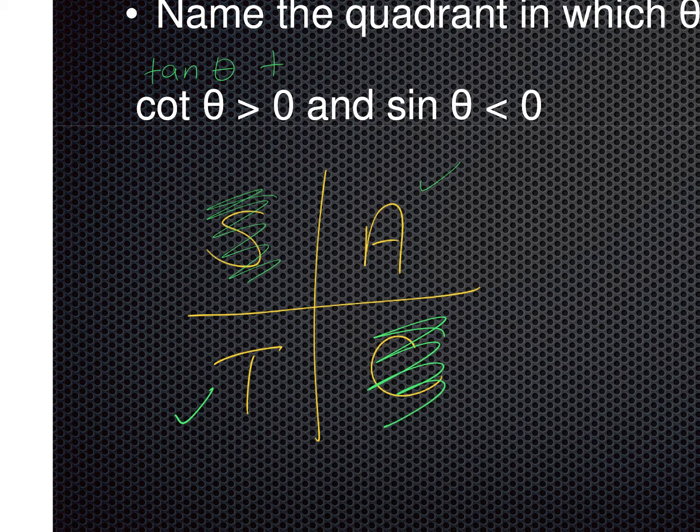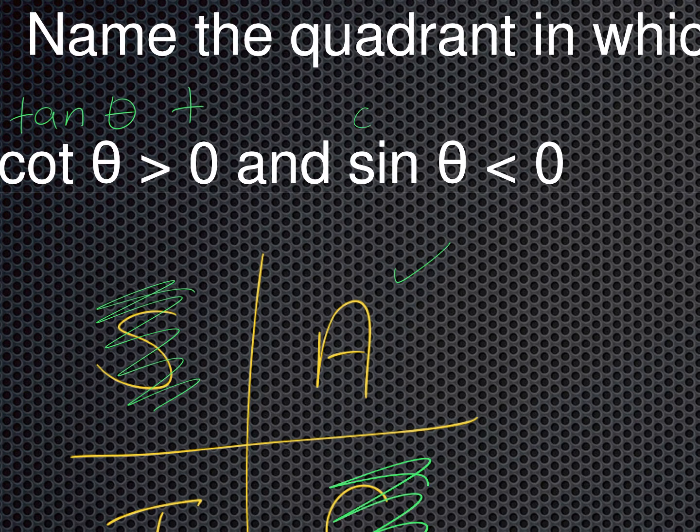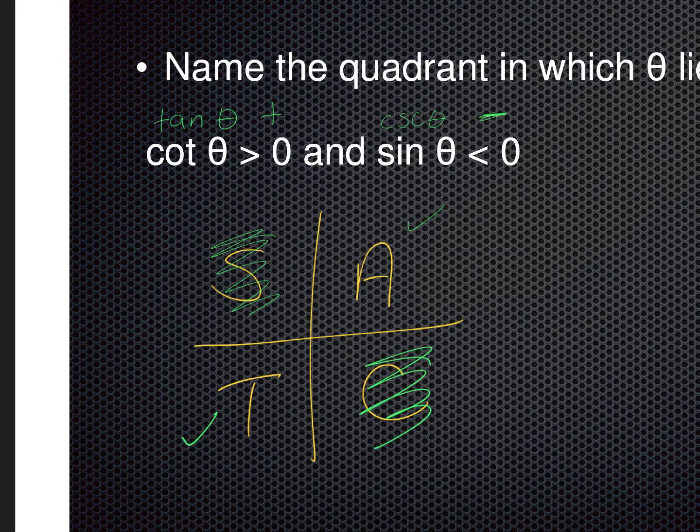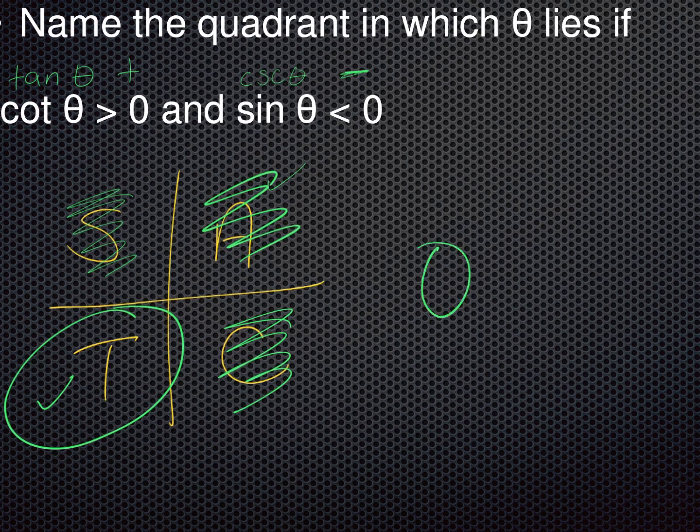Now I look at the second statement. With what I have left over, I can now narrow down where theta lies. It says the second statement is that sine and what? Sine and cosecant are less than 0. What is that telling you? That they're negative. So with what's left over, guys, where are sine and cosecant negative? In quadrant 3. Because what happens in the first quadrant? They're all what? Positive. So your answer here would be Q3.